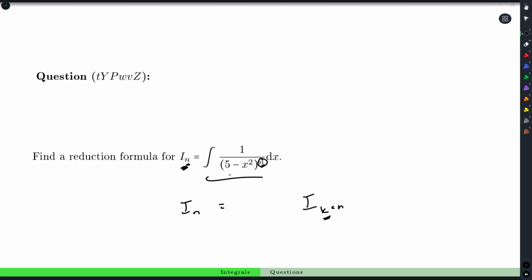But it's 1 over (5 minus x squared) to the n. Okay? That's the one we're after. So I'm going to go over to my notepad here. I'm going to copy it down. 5 minus x squared to the n. All right, so this is what I've got to work with.